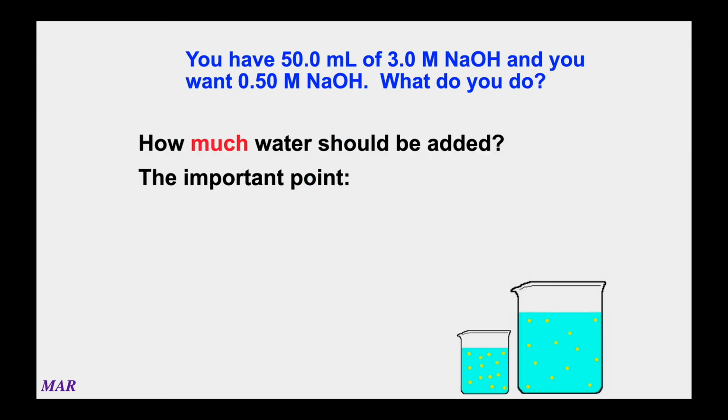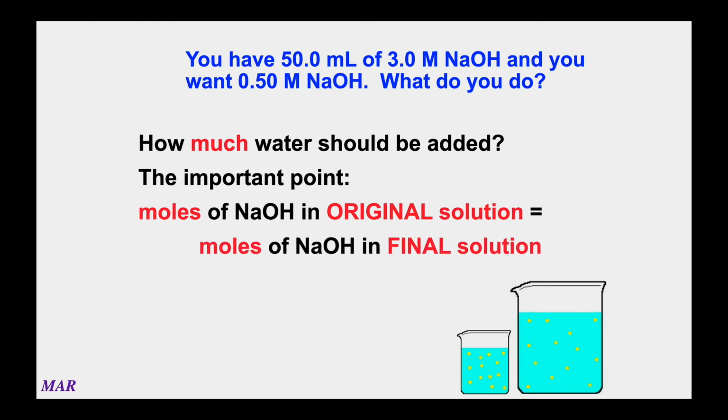In this problem, the important part is that you're not adding any more sodium hydroxide. You're changing the volume, but you aren't changing the amount of solute that's present. So if the moles in the original solution equal the moles in the final solution, then we can just set them equal to each other.